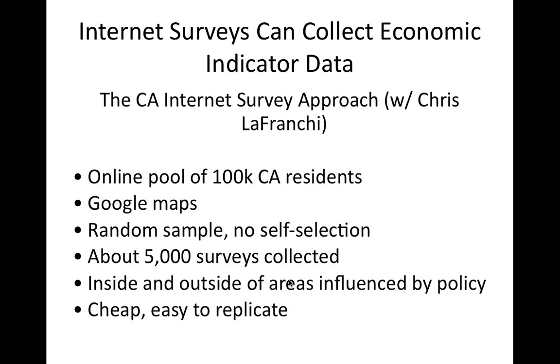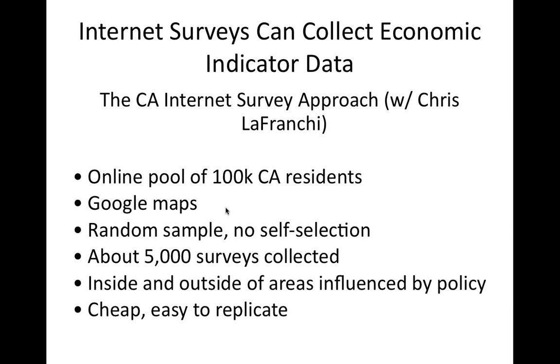And so we can start drawing on these very, very large pools of people to ask them questions about their use of ecosystems, and in this case, coastal ecosystems. In California, we were able to draw from 100,000 internet users and show them Google Maps of the coastline and ask them exactly where they went. So a random sample. They didn't know they were going to be answering these sorts of questions. And we were able to collect 5,000 surveys for about $15 a survey, which is extremely cheap.